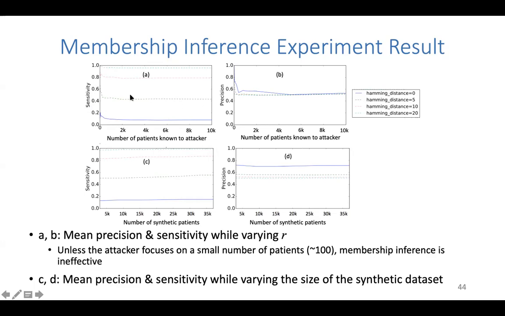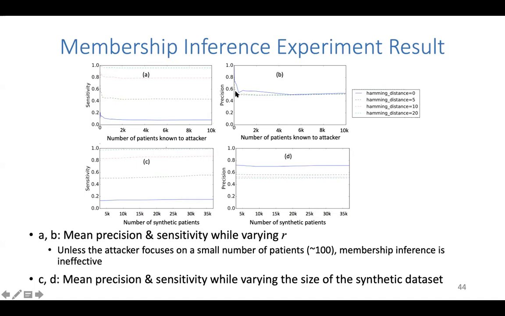So it doesn't matter. If we fix the Hamming distance threshold to 0, then the attacker knowing 2,000 records and the attacker knowing 10,000 records doesn't have an effect on the recall. It doesn't matter.